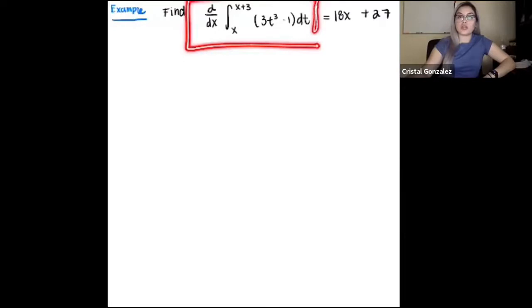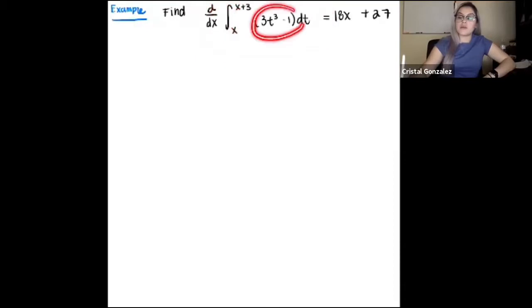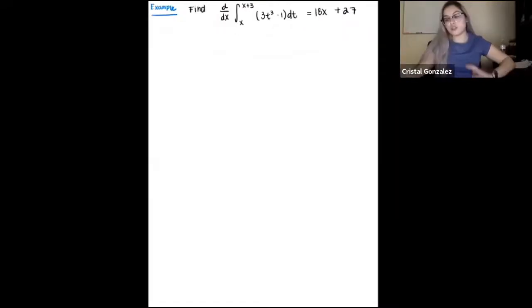So we are trying to find the derivative of the integral from x to x plus 3 of 3t cubed minus 1 dt. Now, I'm going to go ahead and give you the answer to this for now, just so that we can go back and check our work for this.